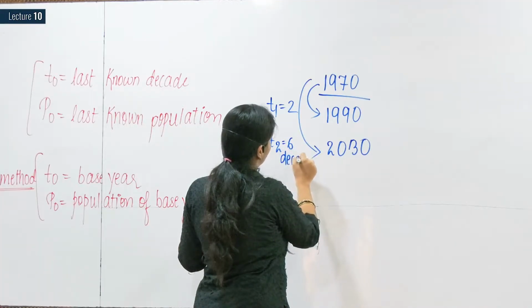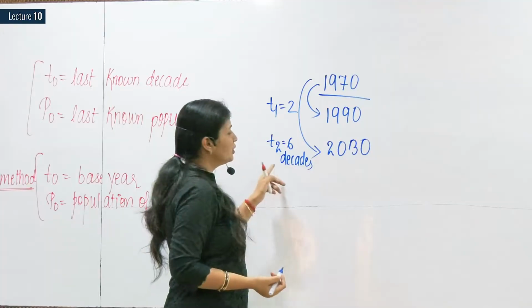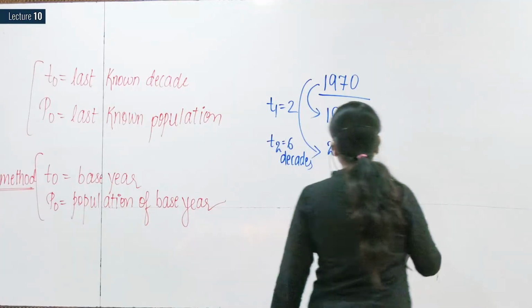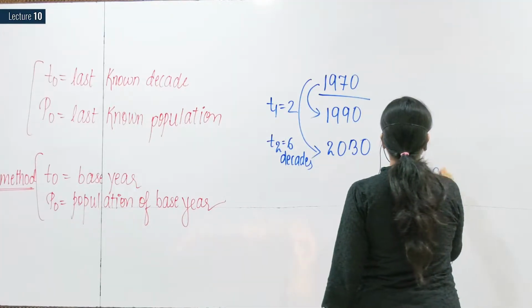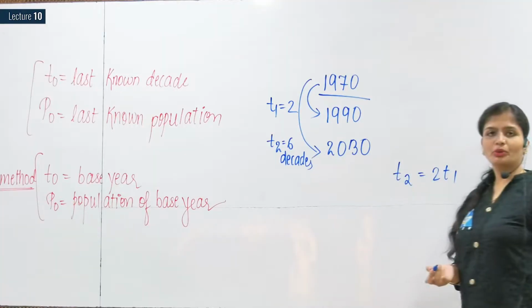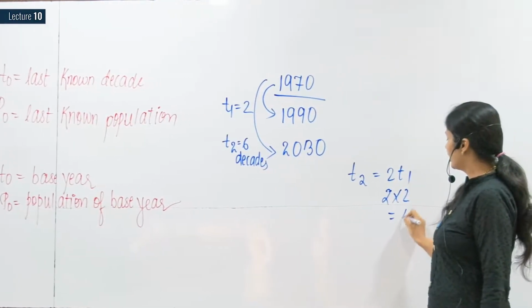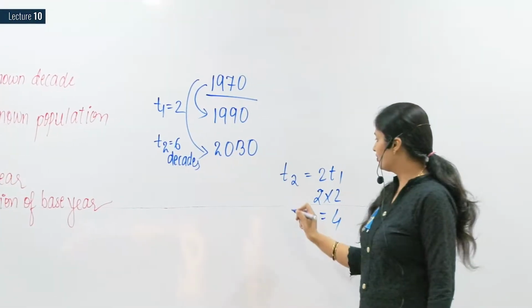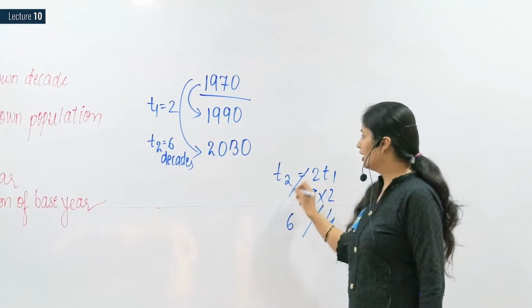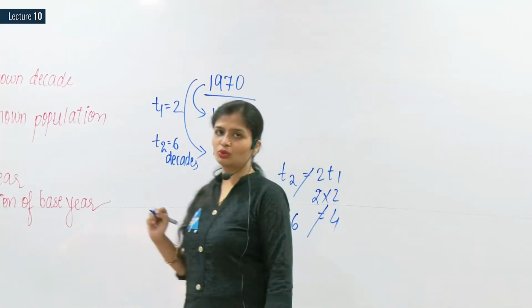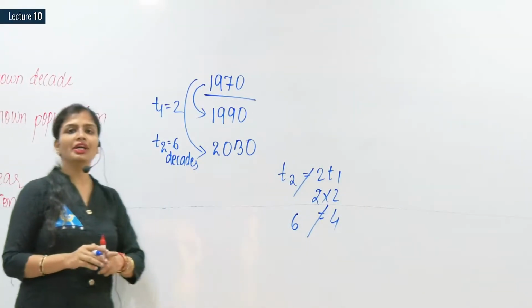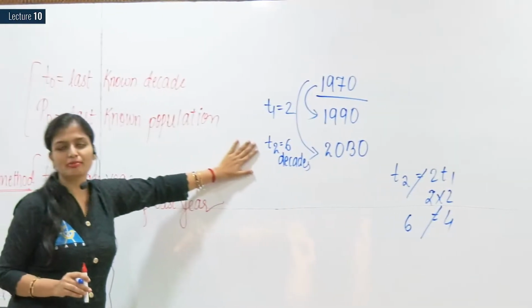6 decades. So now you tell me, is T2 twice of T1? If you do it here, 2 times 2 will give you 4. But here what do I have as T2? 6. So here T2 is not equal to twice of T1. So here you can't apply this logistic method.